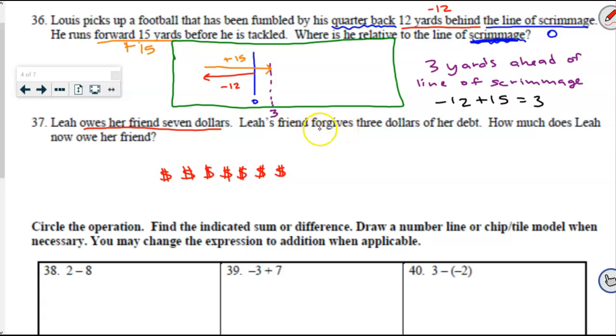Exactly. That is such a good understanding. When she forgives it, that means that she's taking away the debt. Is Leah paying her friend back those $3? No. The friend's just saying, don't worry about it. That is a takeaway problem. That's a subtraction problem. So negative 7. We are getting rid of, we're subtracting $3 of that debt. Here's that model that represents it. What do we have left? We have negative 4. So what does that mean? How much does Leah owe her friend now? She owes $4.